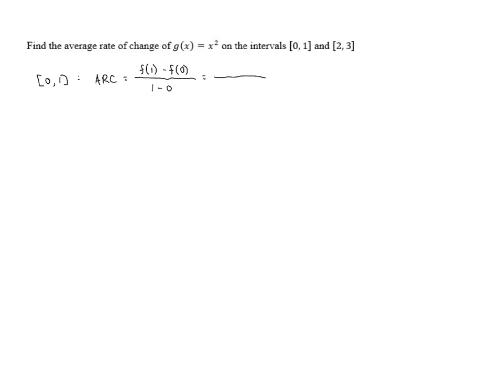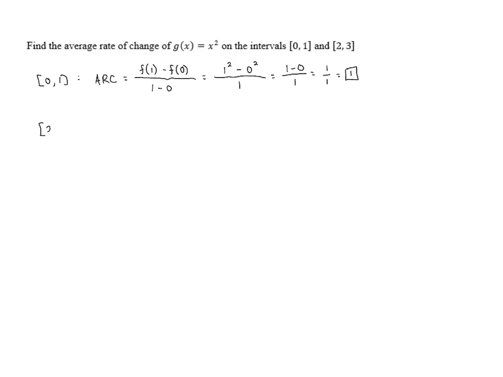f of 1 is just going to be 1 squared, and f of 0 is 0 squared. And in the denominator, 1 minus 0 is 1. Just quick calculations. 1 squared is 1, 0 squared is 0, 1 minus 0 is 1, and 1 divided by 1 is 1. So the average rate of change of this function from 0 to 1 is 1.